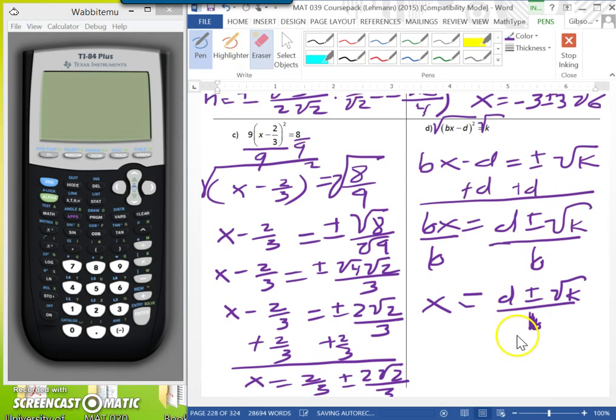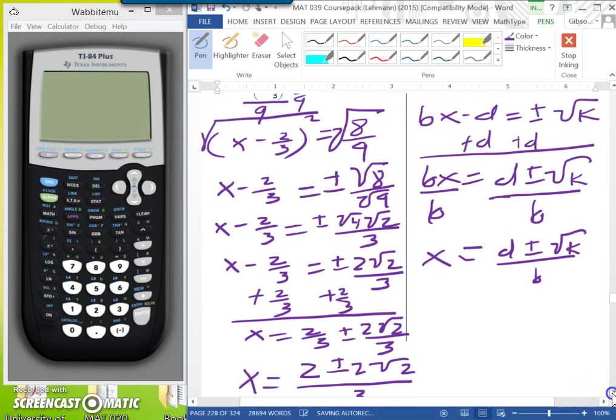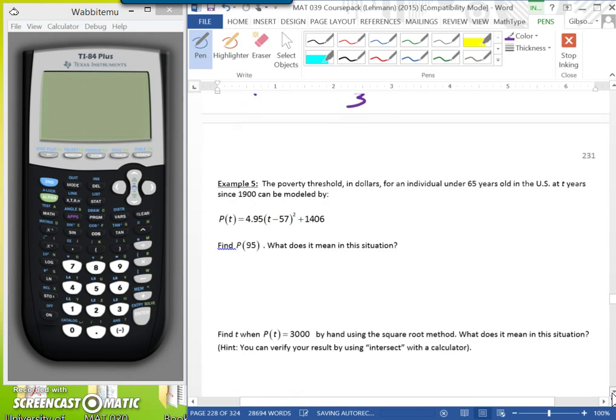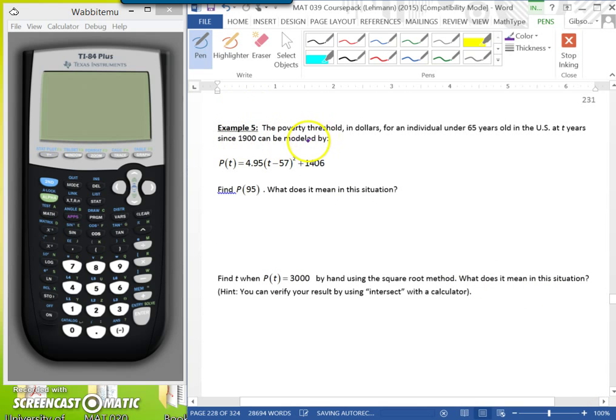Okay, so now we're going to move on to this next page here. Now this next page has story problems. So if we look here, we have example 5. The poverty threshold in dollars for an individual under 65 years old in the U.S. at T years since 1900 can be modeled by this equation here. It says find P of 95. What does it mean in this situation?